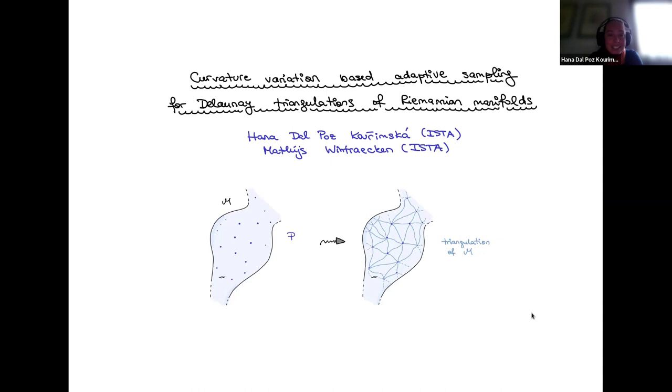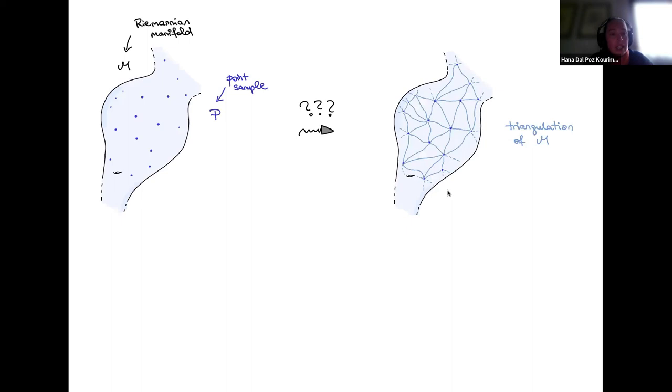So the work I want to talk to you about today is joint work with my colleague from IST Austria, Matthias Wintraecken. And what we are tackling is how to triangulate Riemannian manifolds. In particular, we are given a Riemannian manifold, which is called M, and a point sample.